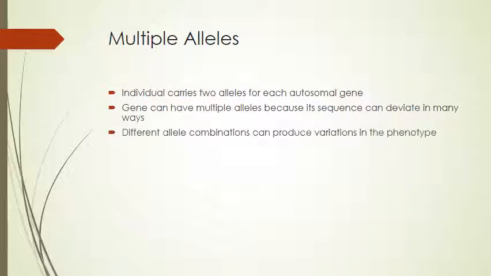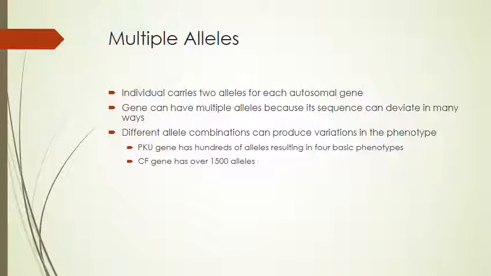In the case of multiple alleles, an individual carries two alleles for each autosomal gene. The gene can have multiple alleles because its sequence can deviate in many ways, and different allele combinations can produce variations in the phenotype. The PKU gene has hundreds of alleles, resulting in 4 basic phenotypes, and the CF gene has over 1,500 alleles.